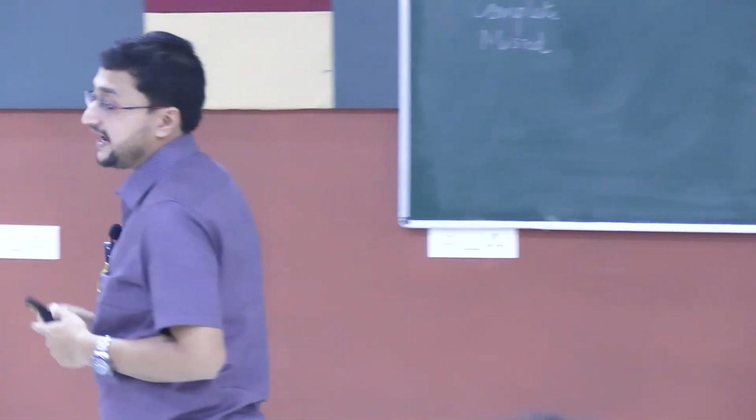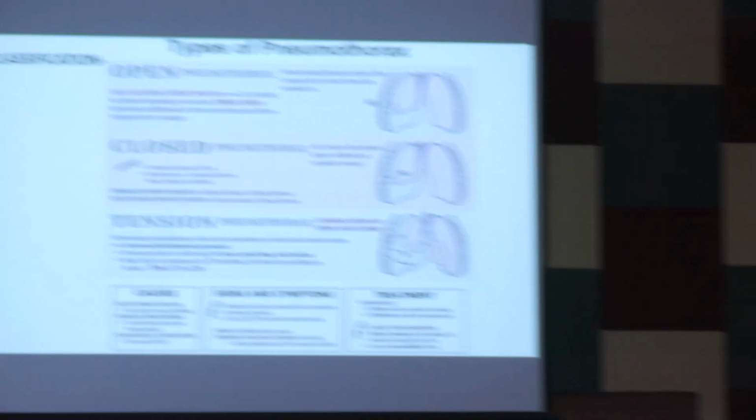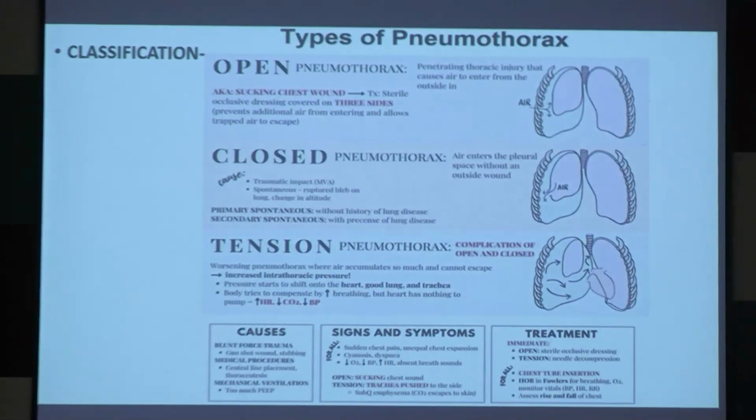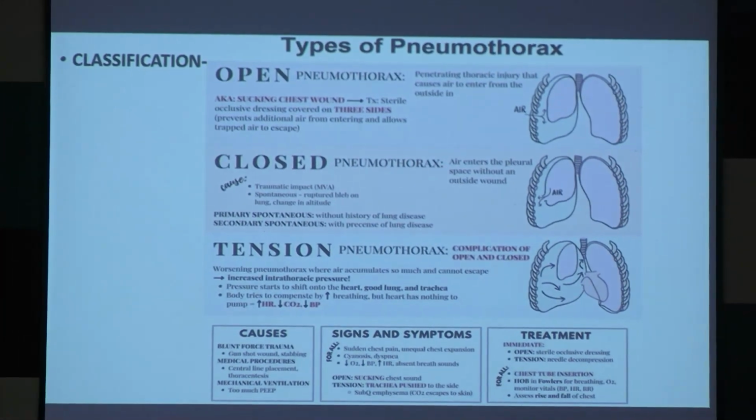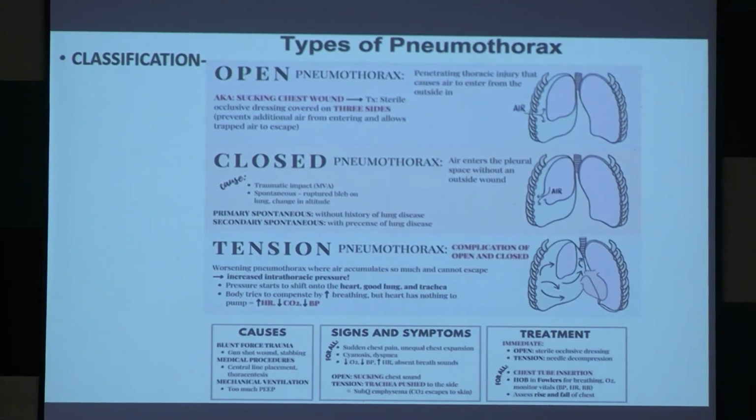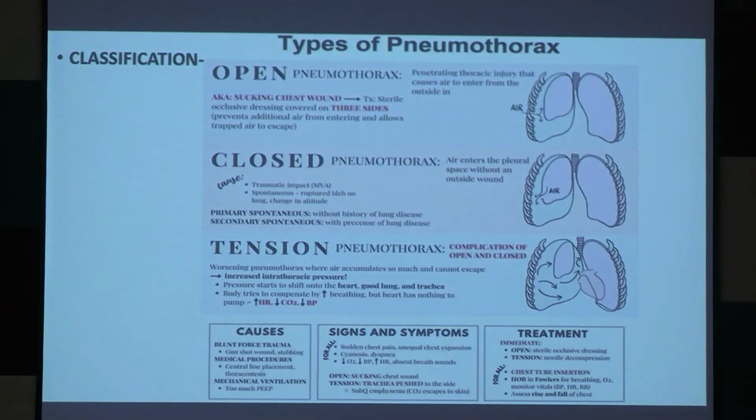This is the classification of pneumothorax according to its mechanism. One is closed, second is open, and third is tension pneumothorax. What is open pneumothorax? Just concentrate on the name. It is open pneumothorax. Why is it open? If you stab a person, there is an opening and there is a potential connection between the air environment and the pleura. This is open pneumothorax.